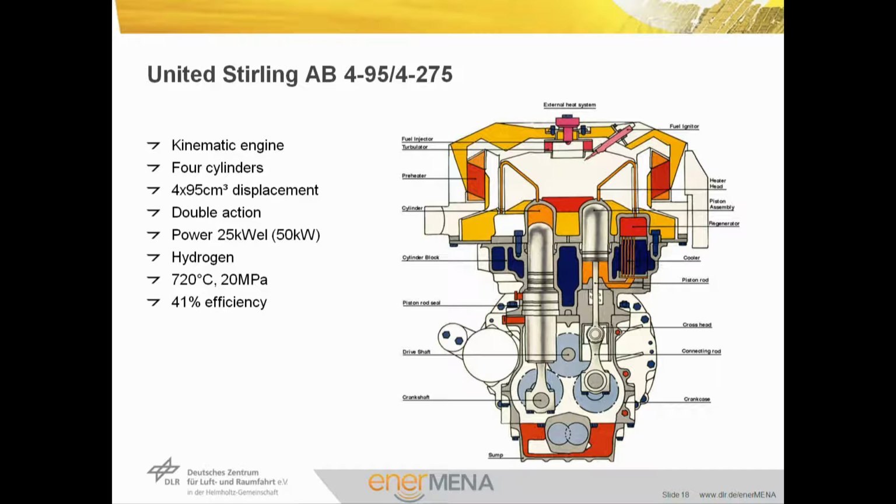It is a kinematic engine. It has 4 cylinders, 4 times 95 cubic centimeter displacement volume. It is an engine that is using double action. I will explain that later. It has 25 kilowatts electrical power and uses hydrogen as a working gas. Normally, it is operated at a maximum temperature of 720 centigrade and 20 megapascal of pressure. The thermal efficiency is 41%.